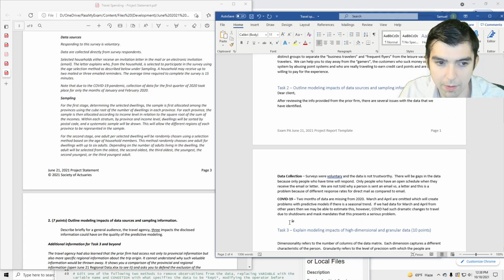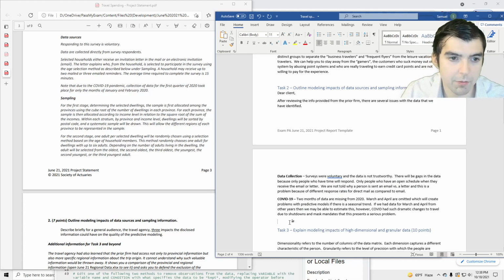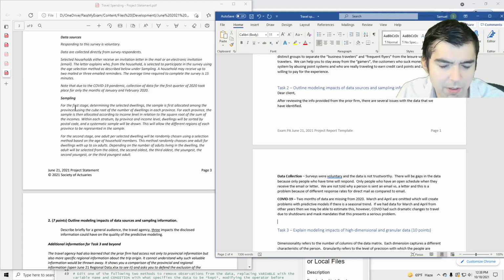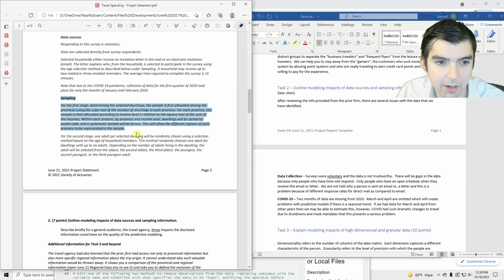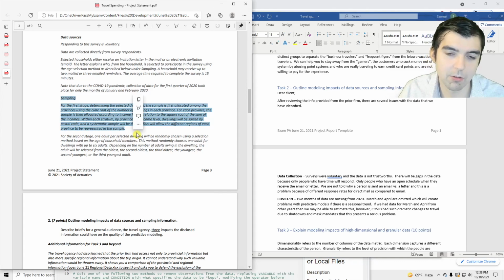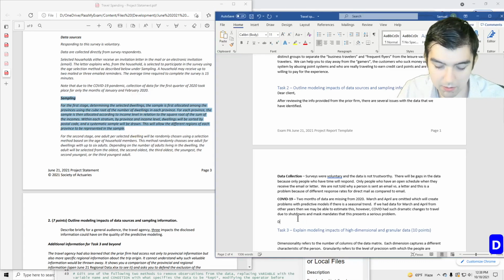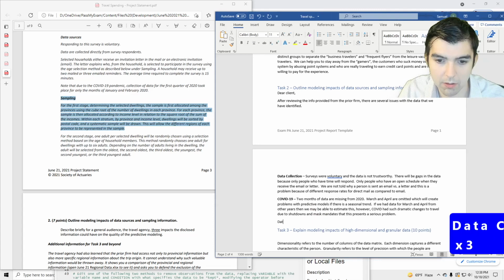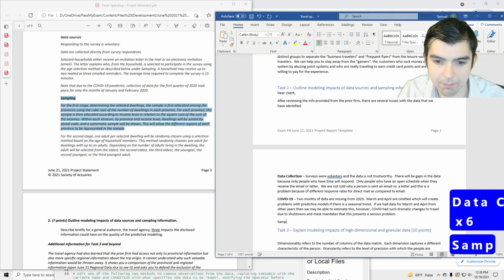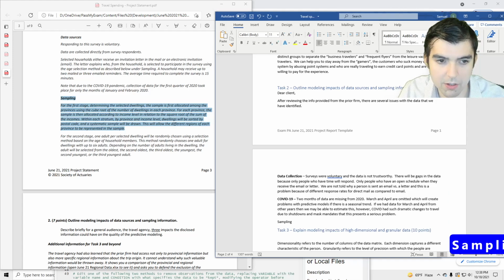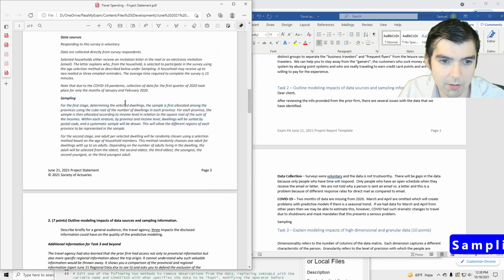And then sampling. So for the first stage, determine this. Oh, this is the way that the data was collected, right? Sampling refers to how you gather the data. Well, this means the first stage, determine the selected dwellings.